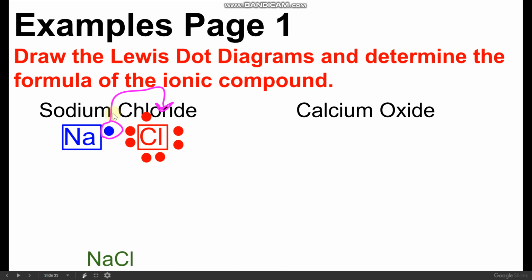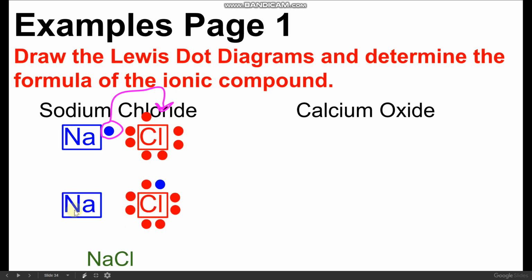All right, then you're going to go ahead and donate this electron over here. So then when we redraw it, it'll look like this, with this 1 electron having migrated over here. Right? There's only 1 sodium atom, there's only 1 chlorine atom, so then we write the formula as NaCl. Okay, now let's do it with calcium oxide.